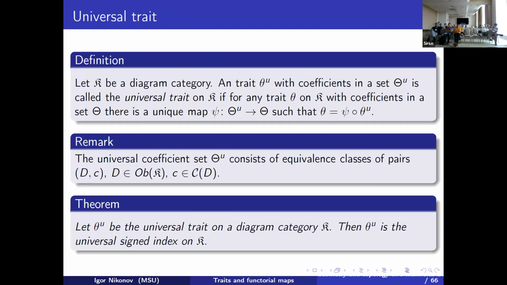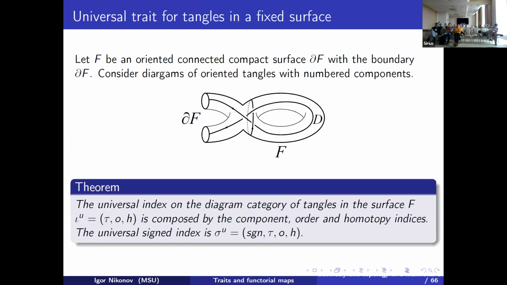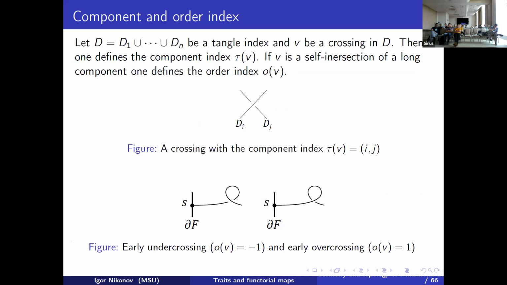So now let us define, among all traits, there is a universal trait which contains the maximum amount of information on this characteristic, and for diagrams in a fixed surface, we can describe this characteristic. It appears that the traits follow from the following labels. The first is the component index, the order index, the homotopy index, and the sign of the crossing. If we have a link with numbered components, we can say which component intersected the crossing. So this is the number of components which intersect with the component.